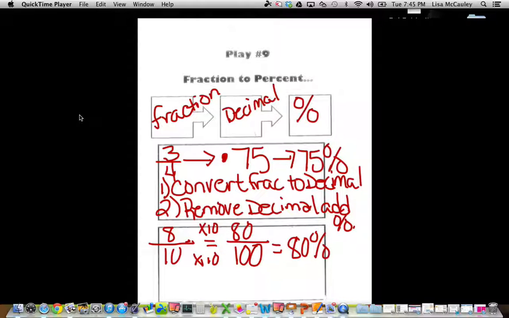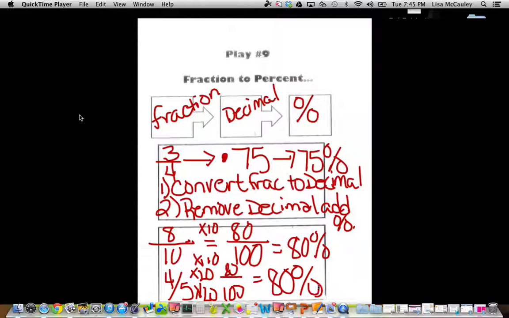Okay, pretty easy, right? Not hard at all. Okay, let's do another example of that. Let's take 4 out of 5. A lot of you are familiar with 4 out of 5 on a homework assignment. How could we convert that? Well, we can convert it to hundredths. Let's make an equivalent fraction with 100 on the bottom. 5 times 20 equals 100, and 4 times 20 equals 80, which is the same thing, 80%.